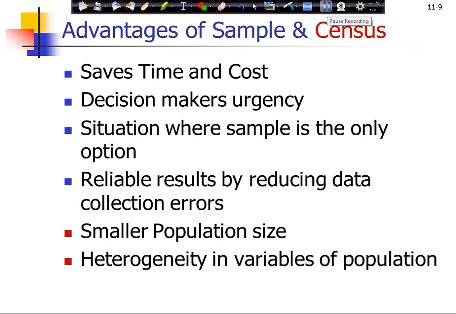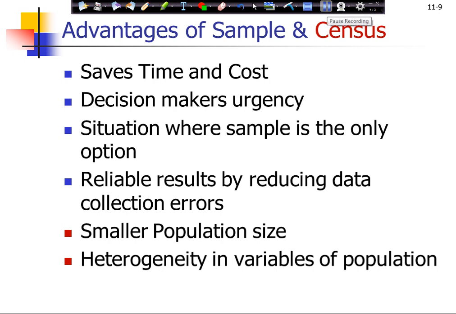So let me keep it very simple, guys. If at all you want to conduct a research and the population size itself is 100, then 100 is never a big number to collect the response. So whenever the population size is small or whenever we have enough resources and time to collect information, we must prefer the census.